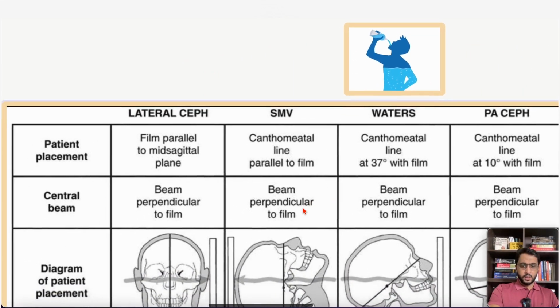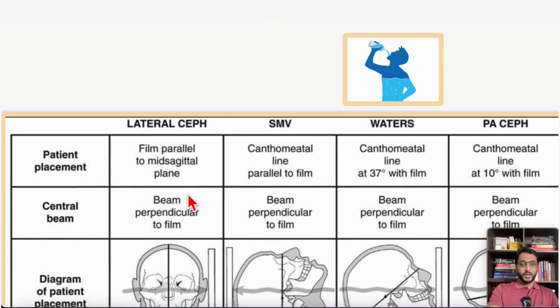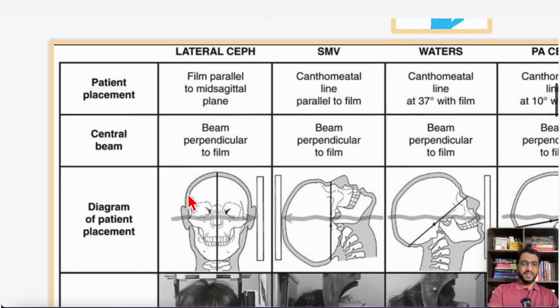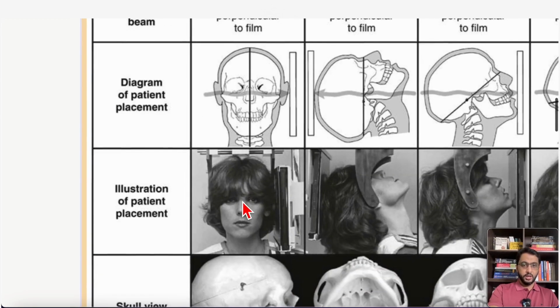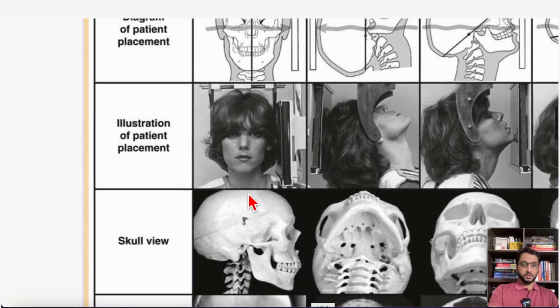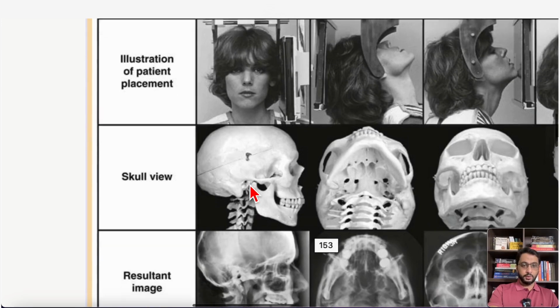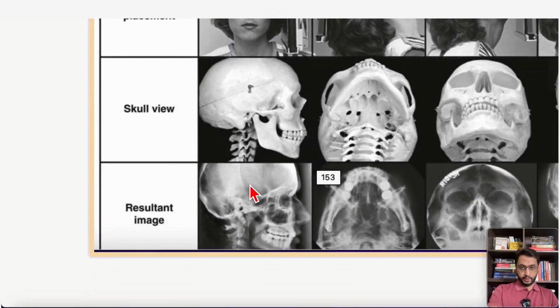Now don't look into the entire picture now, I'll explain one by one. The different areas we'll be discussing are how the patient is placed, then how the central beam is directed, this is the central beam direction, and this is the entire picture, how it is in the patient, what area of the skull is visible, the resultant image, and more importantly, what is key for your examiners, which view is the best for which particular structure.